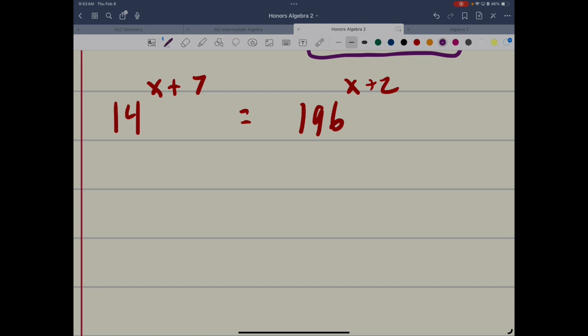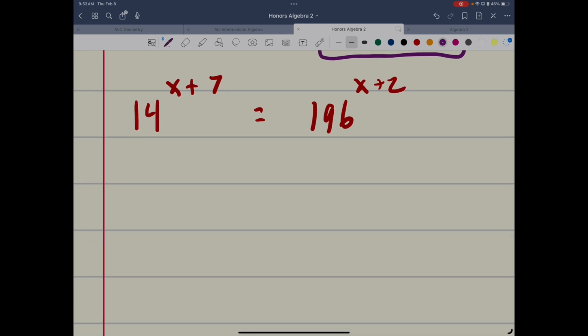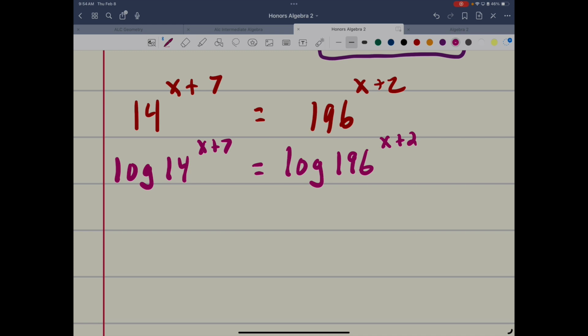Now, if this was on an assessment and all you had to do was find the value of x, you darn well better use the easy way. Does everybody know the easy way? It'd be x plus 7 equals 2x plus 4, because 196 is just 14 squared. So that's the easy way, but that's no fun. So let's do it this way: log of 14 to the x plus 7 equals log of 196 to the x plus 2.